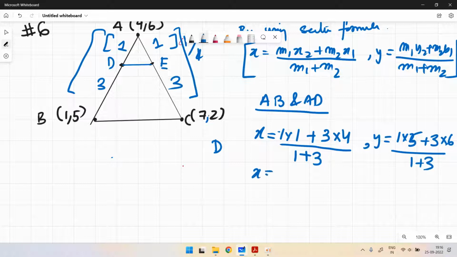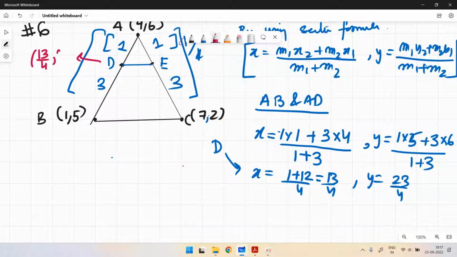So this x equal, this is for D. So D will be 1 plus 12 by 4 equals 13 by 4, and y will be 6 into 3, 18. 18 plus 5 is 23 by 4. 13 by 4, 23 by 4. So this is 13 by 4 comma 23 by 4.